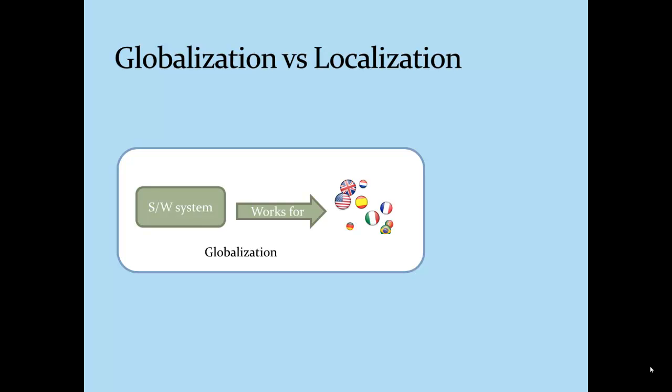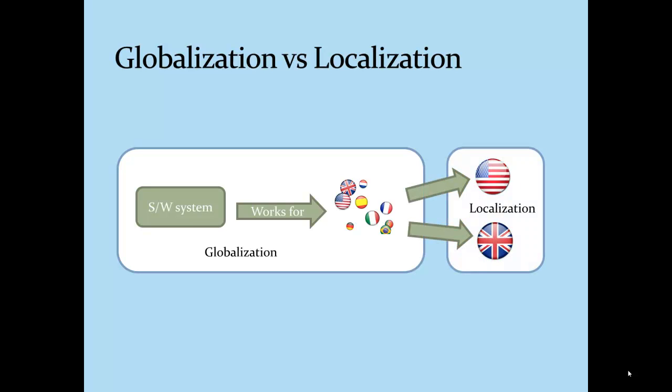Globalization is a process of designing and developing a software system in such a way that it can be easily adapted to multiple cultures and languages. Now, listen carefully. Globalization will not translate any system. Instead, it will tell us to develop a system which can be translated. Now that actual translating is called localization.